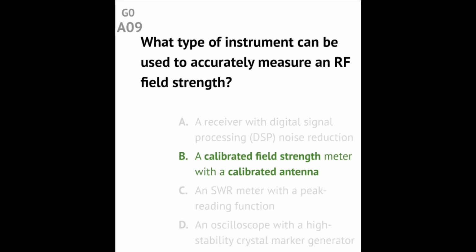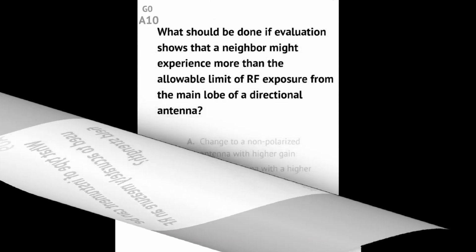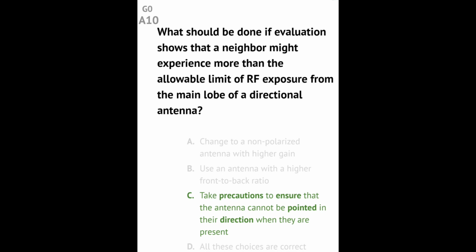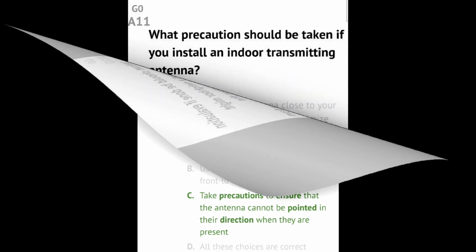Question G0A09. What type of instrument can be used to accurately measure an RF field strength? Answer: a calibrated field strength meter with a calibrated antenna. Question G0A10. What should be done if evaluation shows that a neighbor might experience more than the allowable limit of RF exposure from the main lobe of a directional antenna? Answer: take precautions to ensure that the antenna cannot be pointed in their direction when they are present.